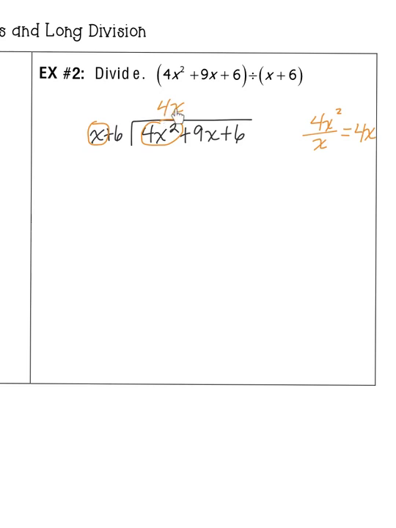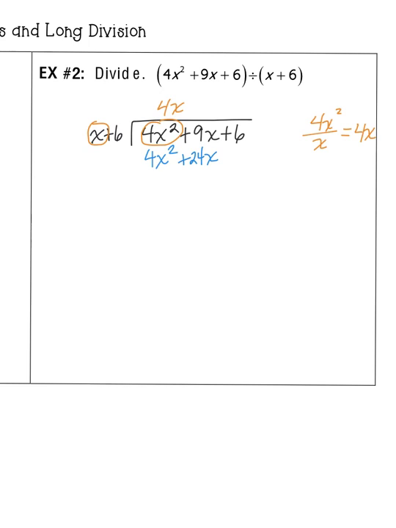So 4x times x is 4x squared. 100% of the time, these first two terms should match: sign for sign, number for number, variable for variable. Then 4x times 6 is a positive 24x. Focus on your signs.